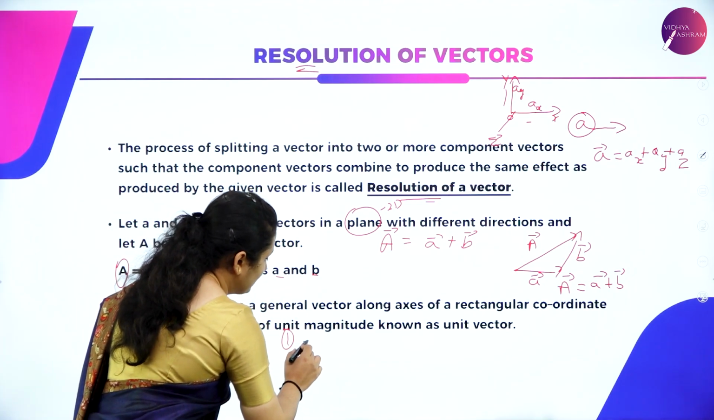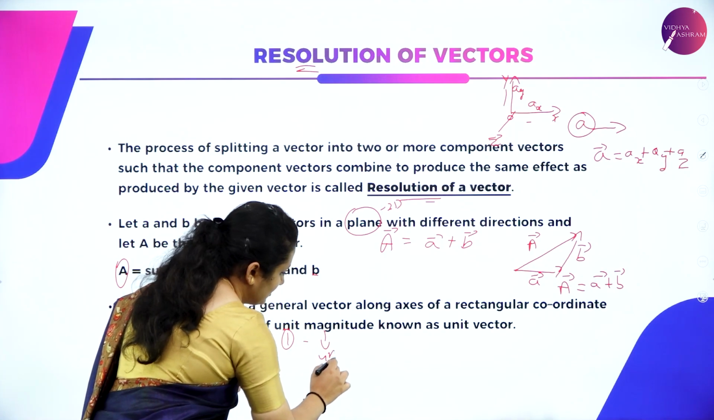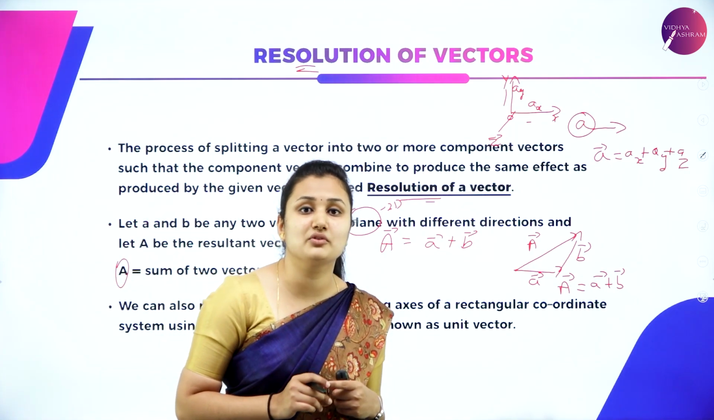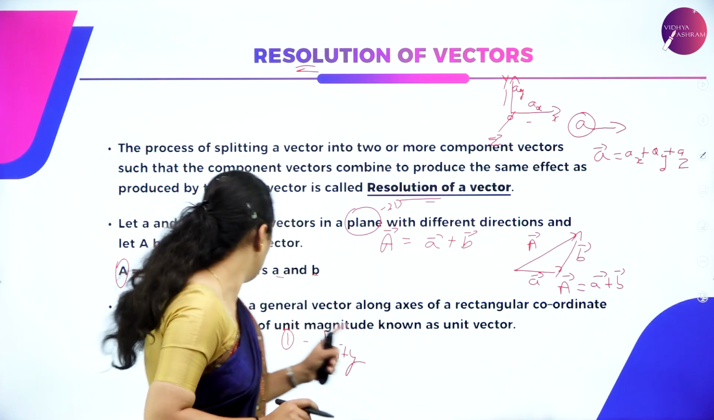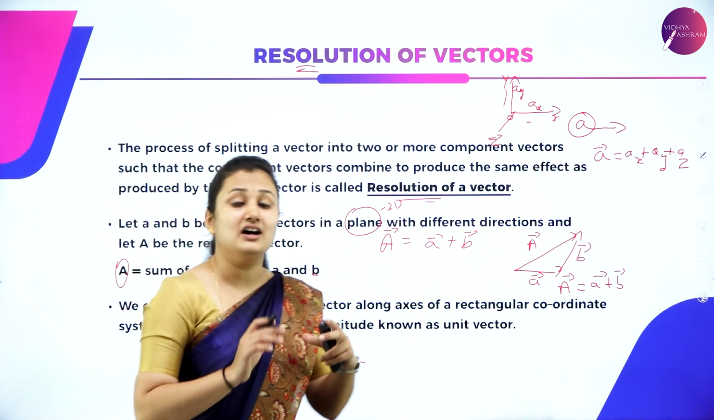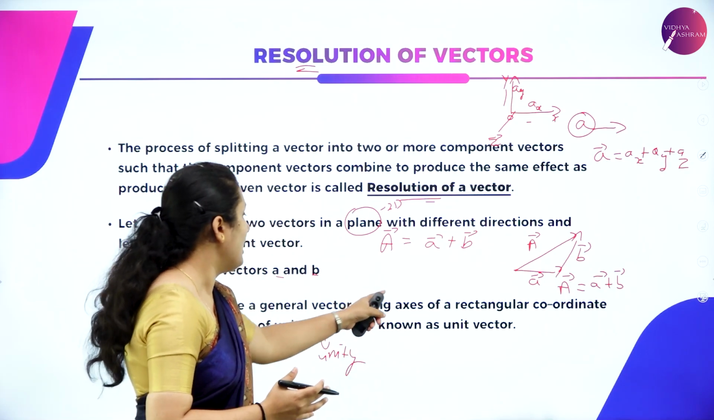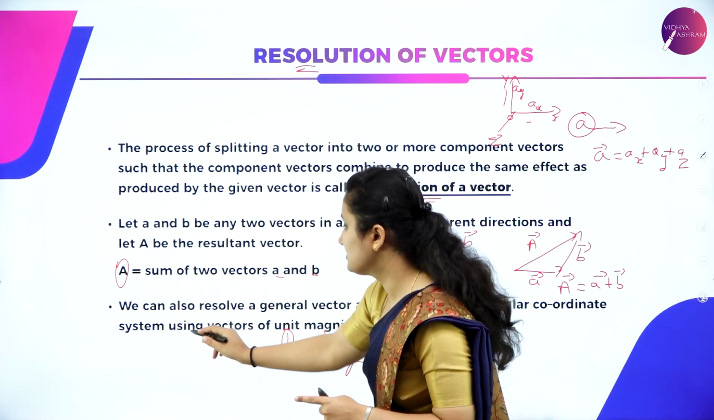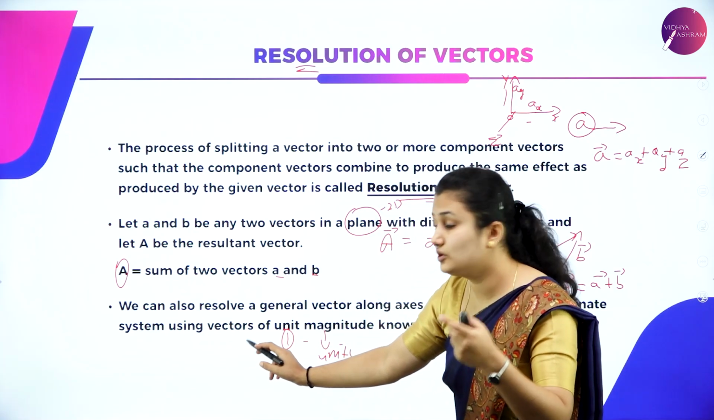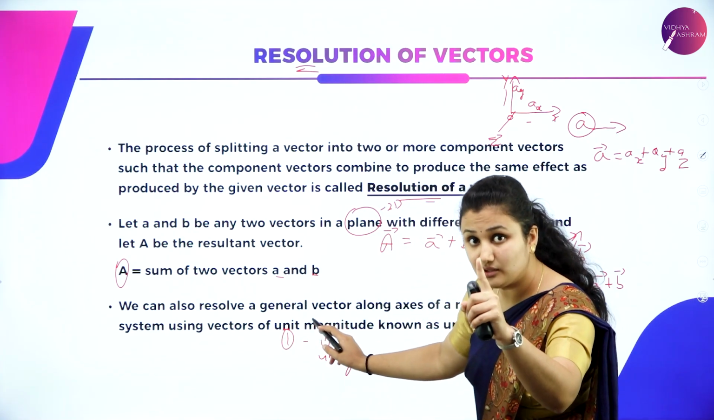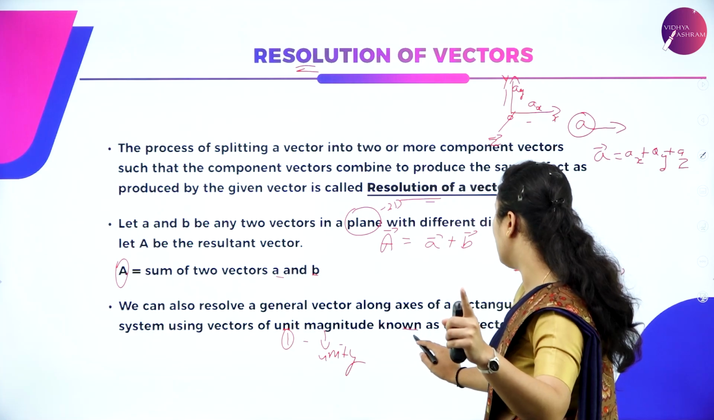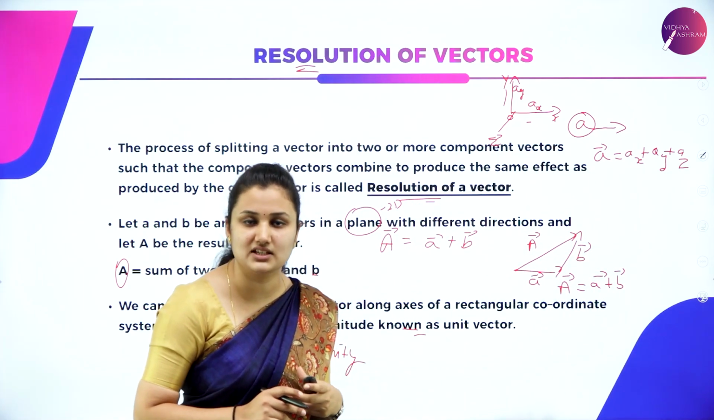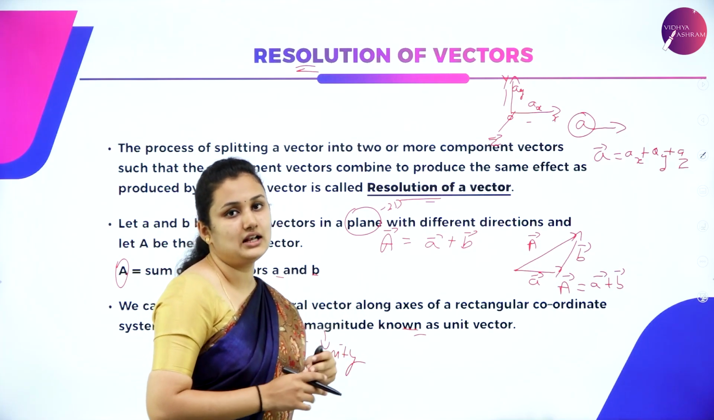Unit means the magnitude is equal to unity. Unit vector means the magnitude of the vector will be 1. So we can also resolve a general vector along the axes of a rectangular coordinate system using vectors of unit magnitude, known as unit vectors. We'll discuss unit vectors in detail in our next slide.